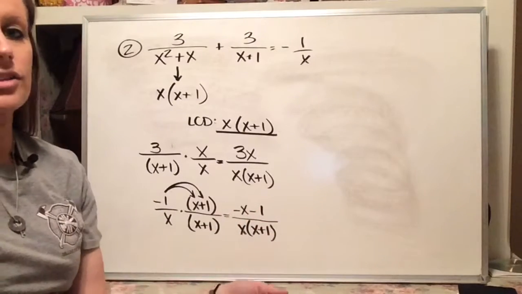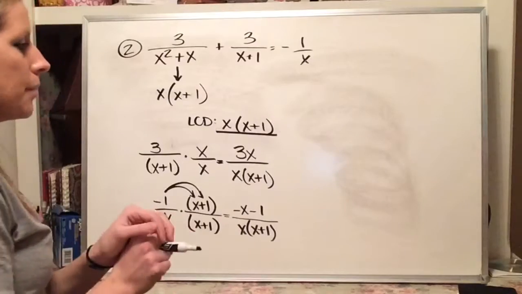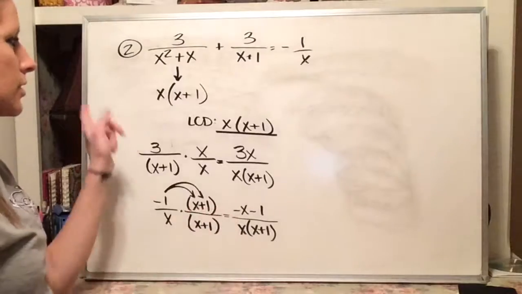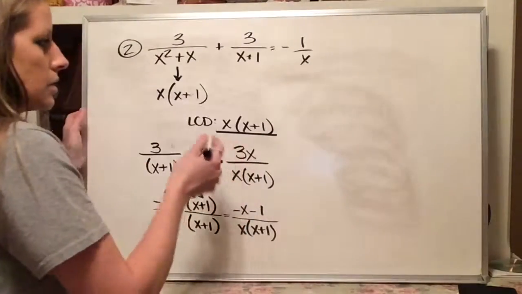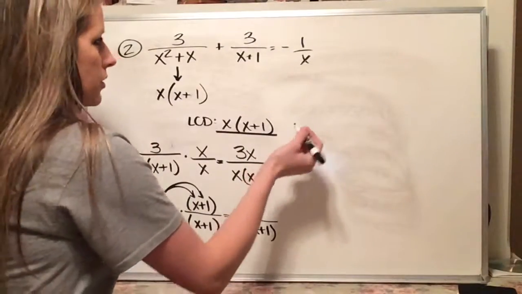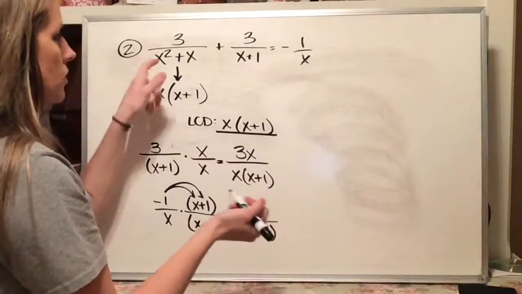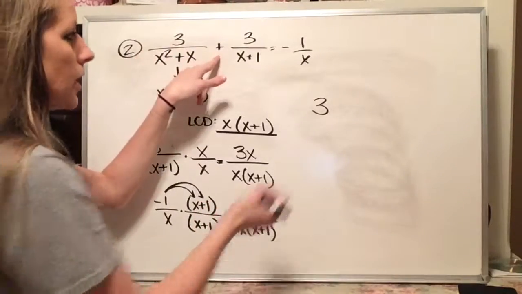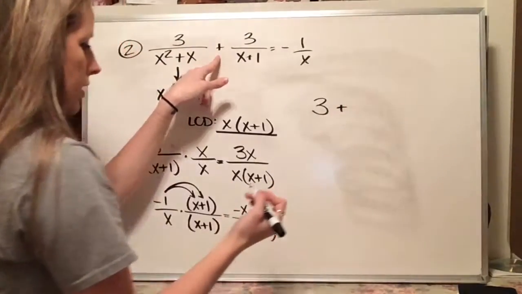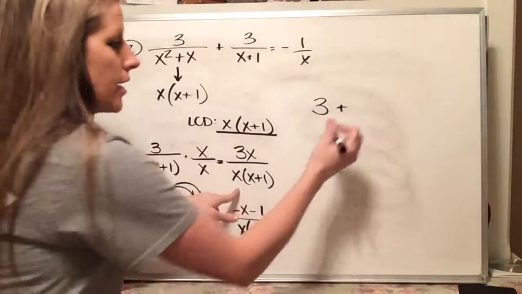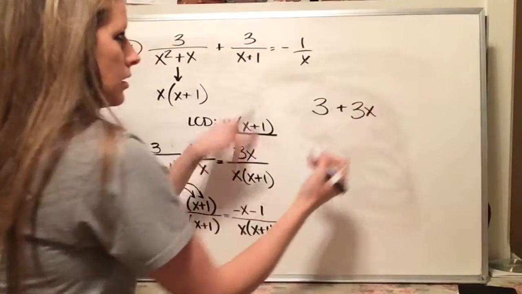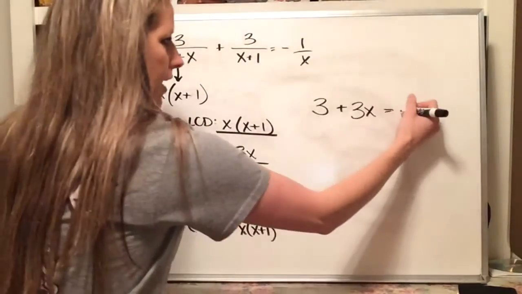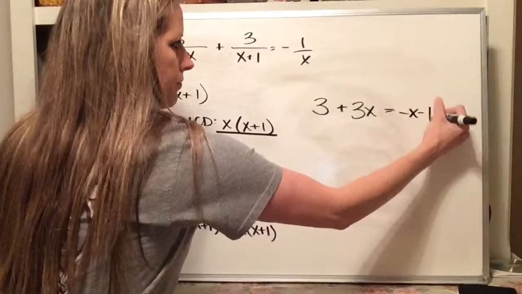All right, so now all my fractions have the same denominator. If you want to rewrite it with the denominator, you can. You don't have to because they're all going to be the same. Since they're all the same, all we're focused on is the numerator. So we're taking our first fraction, it has a 3 in the top, plus our second fraction, which we found was 3x, equals our last fraction, which is negative x minus 1.